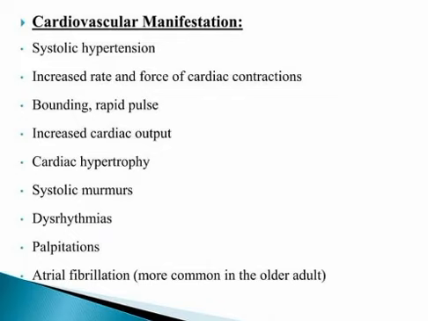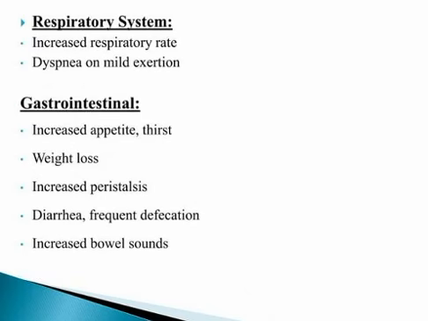Next will be atrial fibrillation, which is most common in the older adult. So these are the manifestations associated with the cardiovascular system. Next will be the respiratory system. In the respiratory system, there is increased respiratory rate. Increased respiratory rate means the process of exchanging gases due to breathing increases the respiratory rate.